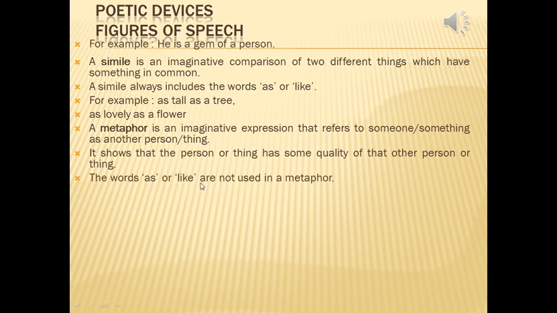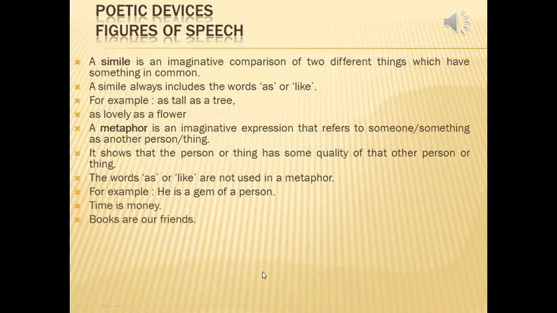Example, he is a gem of a person. Time is money. Books are our friends. The clouds are white sheep. Here, the goodness of the person, his value, is compared to the value of a gem. But he is not said to be like a gem. It is said that he is a gem. So the quality of being precious is given to the person.